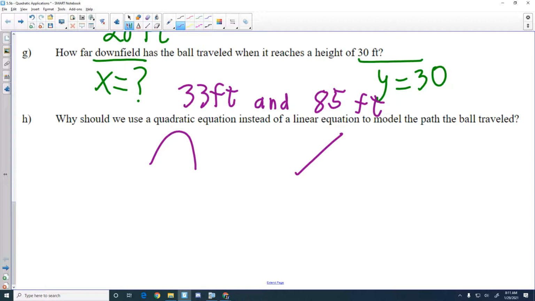Yeah, no gravity. What would happen? Can you imagine if someone kicked the ball and it just kept on going straight up in the air forever and ever and ever? That'd be crazy. Maybe on Mars that would happen. Not here though. So that's why the parabola is a better choice. It shows it going up and coming back down.